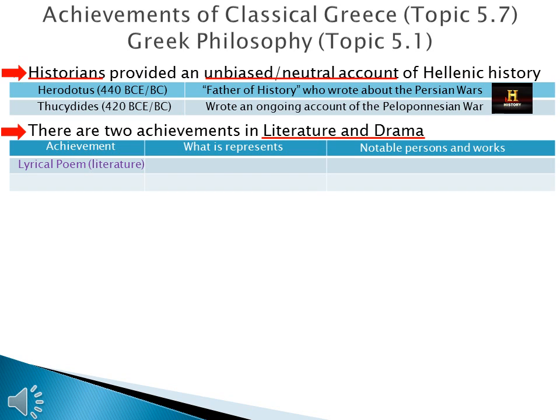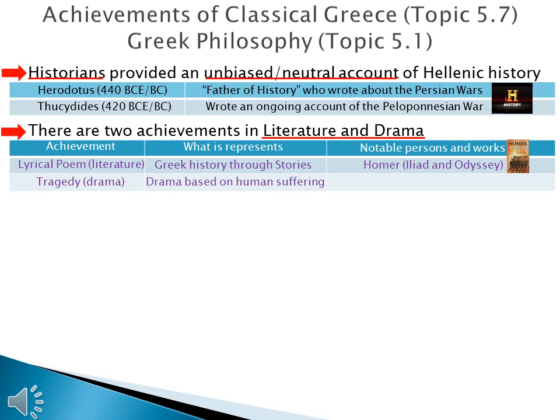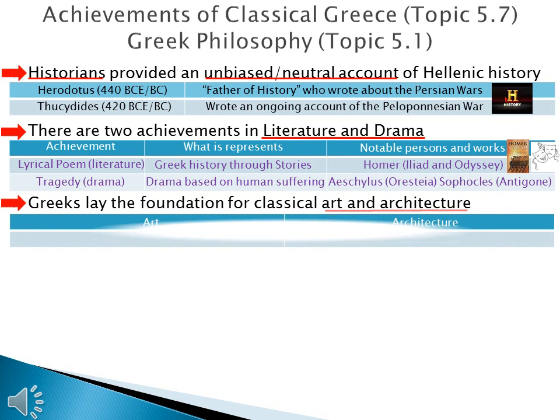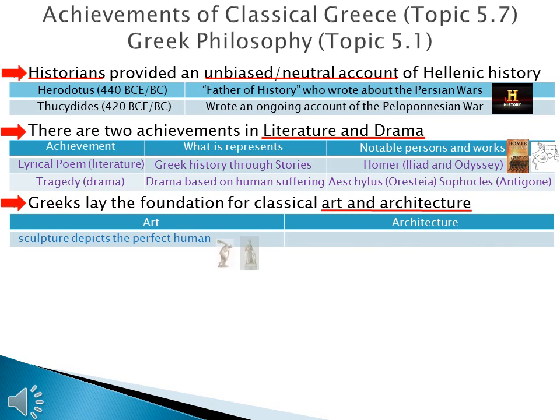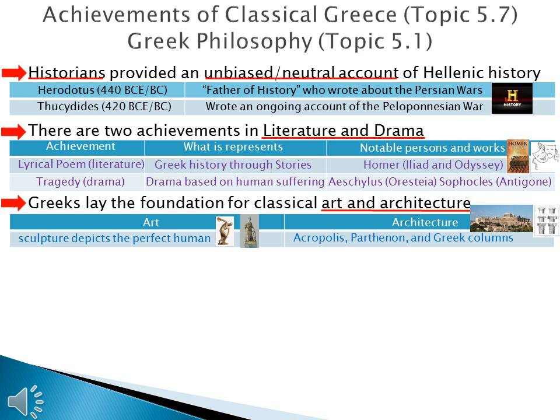Lyrical poems or literature represent Greek history through stories, and our notable person is Homer, who wrote the Iliad and Odyssey. Tragedy or drama represents drama based on human suffering, and our notable persons are Aeschylus, who wrote the Oresteia, and Sophocles, who wrote Antigone. Greeks also lay the foundation for classical art and architecture. With art, sculpture depicts the perfect human, and with architecture, we have the Acropolis, Parthenon, and Greek columns.